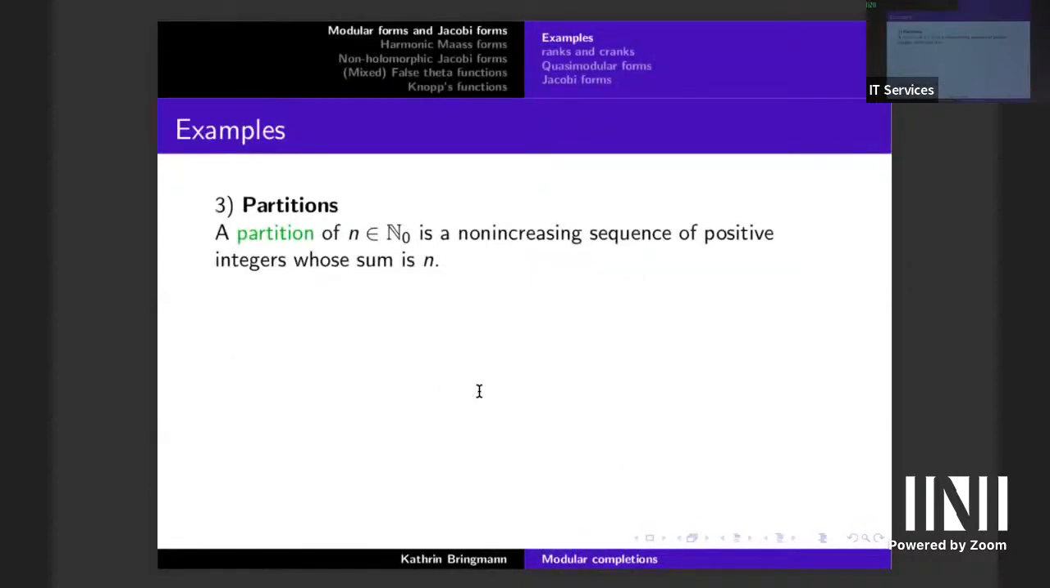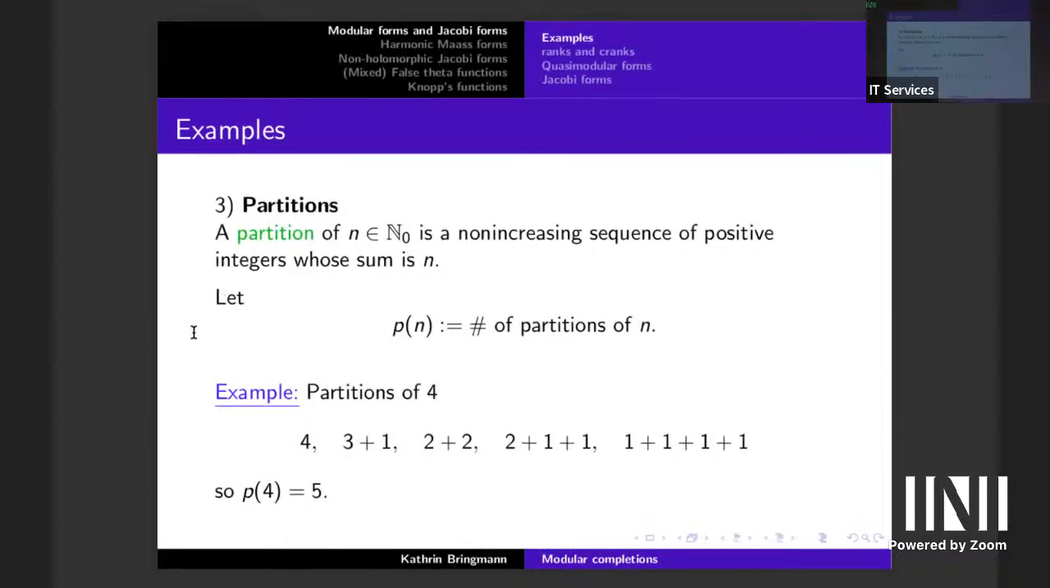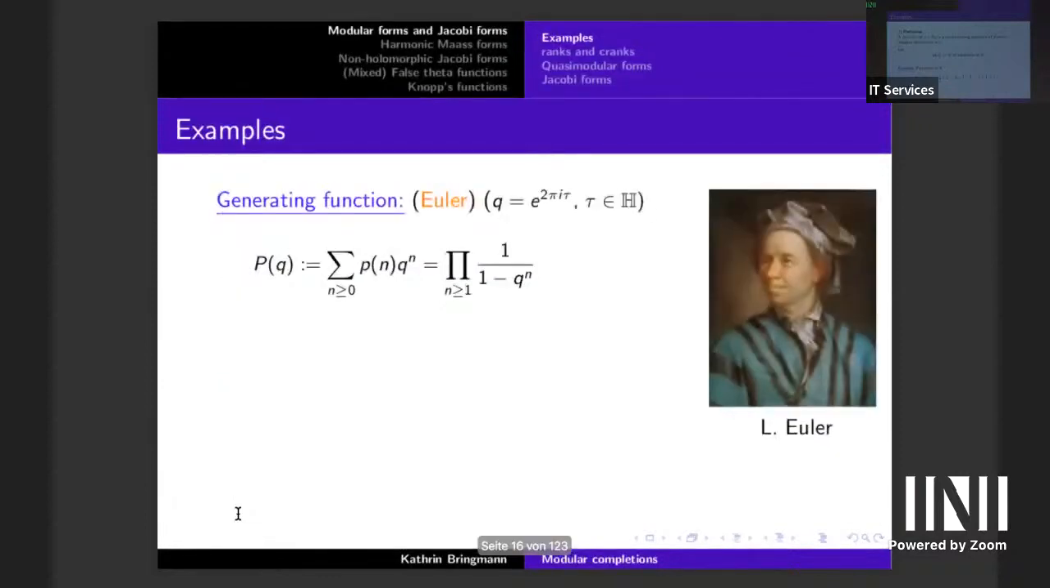My third example is related to so-called partitions. Partitions are non-increasing sequences that sum to a given number n. And I let P of n denote the number of partitions of n. So for example, the partitions of 4 can take 4, 3 plus 1, 2 plus 2, 2 plus 1 plus 1, or all ones. And if you count those options, then we have that P of 4 is equal to 5. So now one nice thing about the partitions is that if you put them in a generating function, you have this nice infinite product expansion, which is due to Euler. And this is a really pretty analytical object, which in turn can give a lot of information about those coefficients P of n.